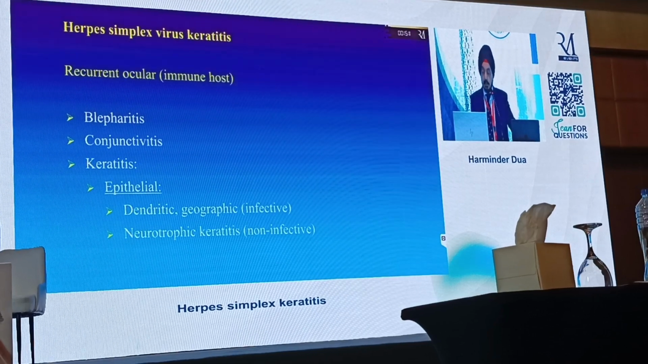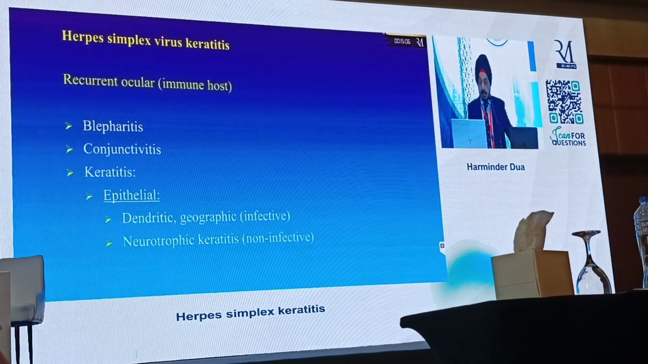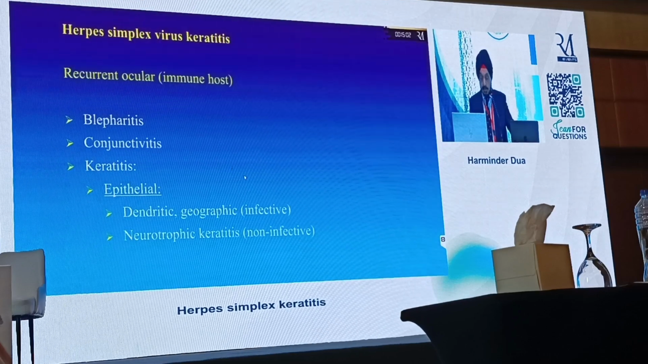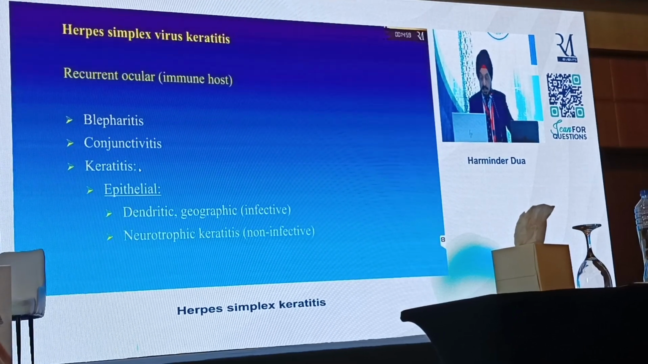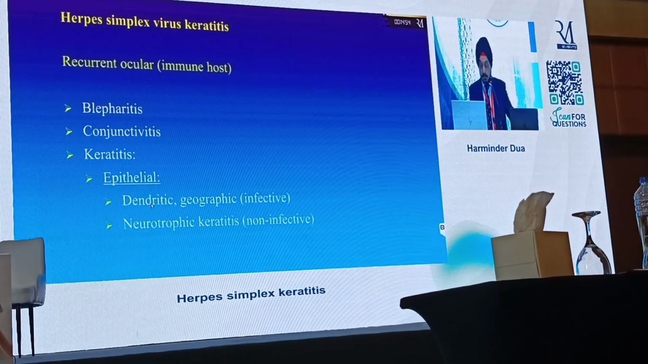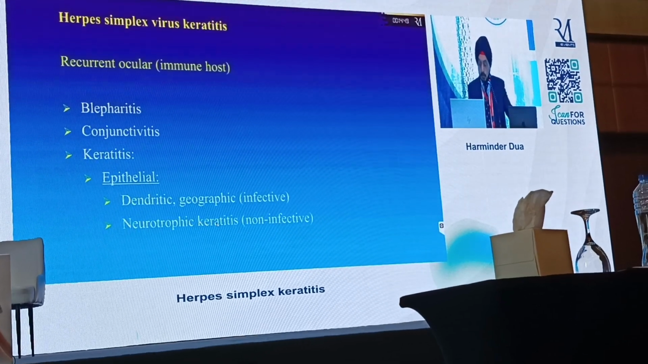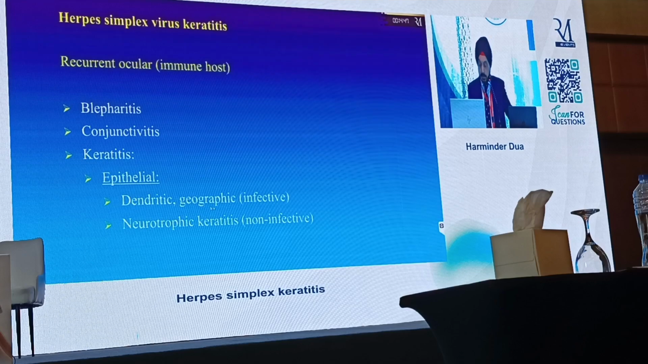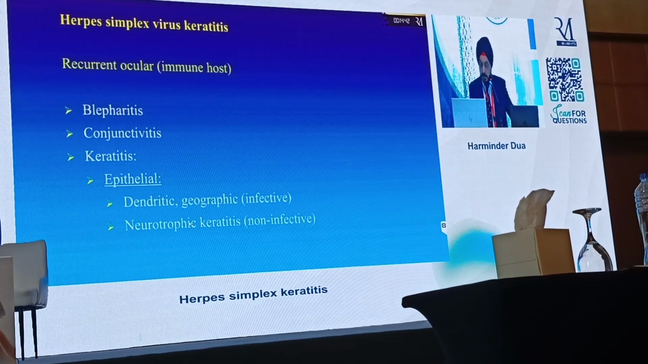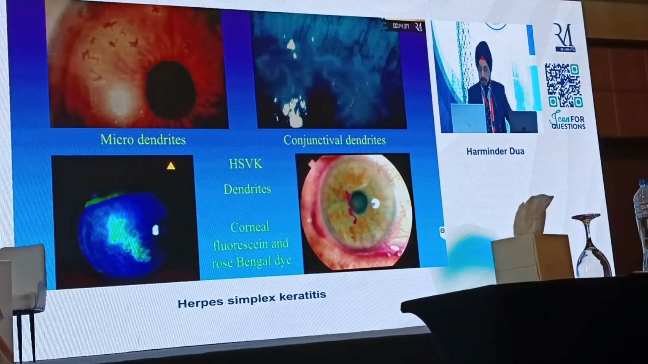Then the recurrent one is the one where the patient has already had the infection, and now they've got another episode endogenously from the release of virus from the trigeminal ganglion, and it has a different manifestation because it's now happening in an immune host, and again you get blepharitis, conjunctivitis. Keratitis can be epithelial and stromal, and this is what we are used to seeing: dendritic lesions, geographic lesions, and then you have the neurotrophic keratitis. The dendritic and geographic lesions represent active viral infection, active viral replication, and neurotrophic is non-infective but due to nerve damage.